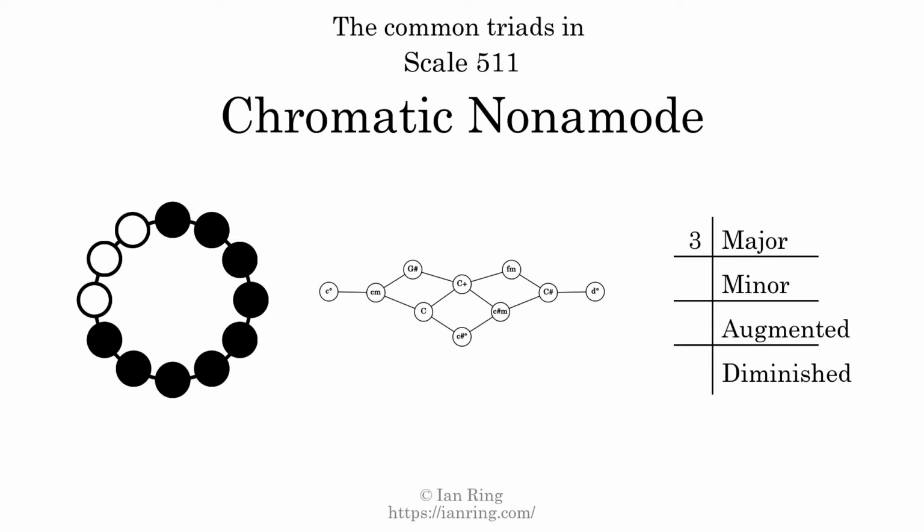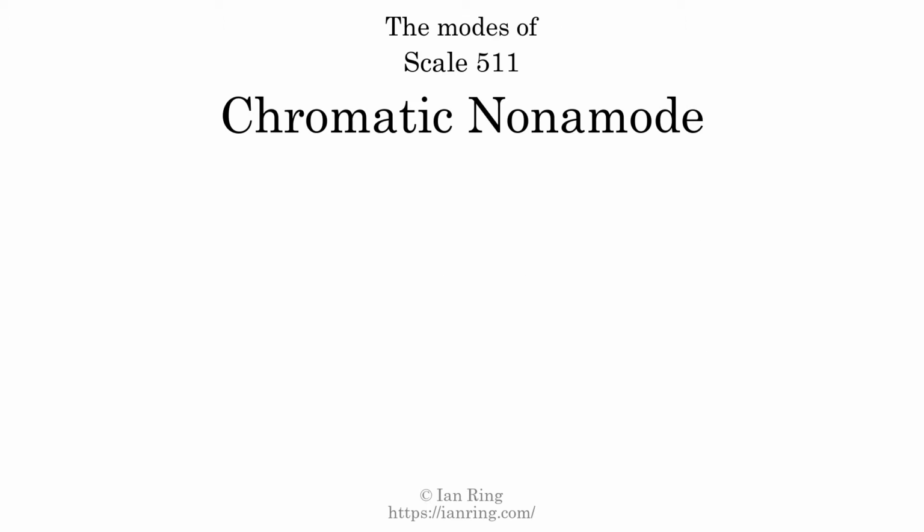There are 3 major triads. There are 3 minor triads. There is 1 augmented triad. There are 3 diminished triads. There is no Hamiltonian path through the graph that uses all the triads. This scale has 9 modes. The first mode is itself.